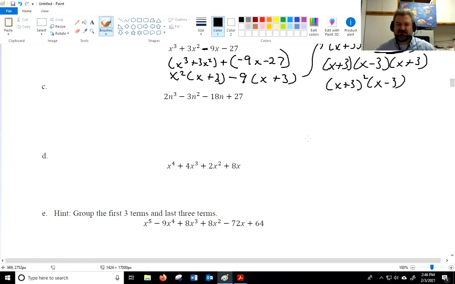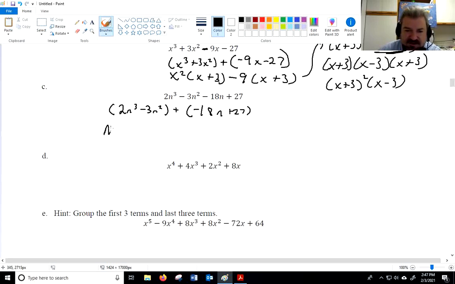2n cubed minus 3n squared minus 18n plus 27. So we will group 2n cubed minus 3n squared. And I'll say plus a negative 18n plus 27. I'll group the negative inside. Factoring out an n squared, I get n squared times 2n minus 3. And here I'm going to factor out a minus 9, giving me 2n minus 3.